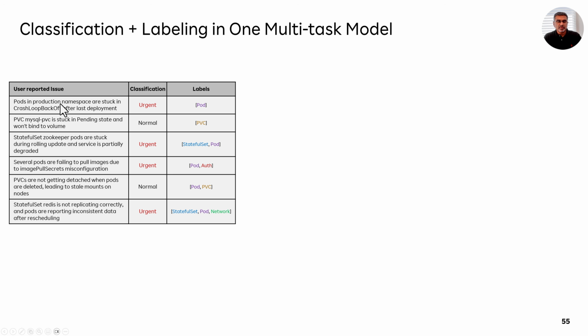For example, the first one belongs to the category of pod, the second one belongs to the category of PVC, so I'm going to label it with PVC. The third one belongs to the categories of both stateful sets as well as pods, so I'm going to give it both those labels. The last one, you can label with stateful sets, pods, and networking, and so on. This is what I would like to build my large language model for.